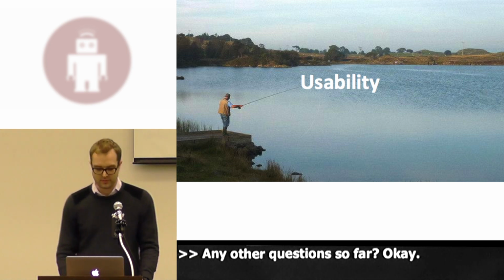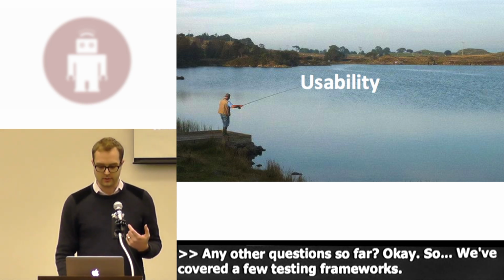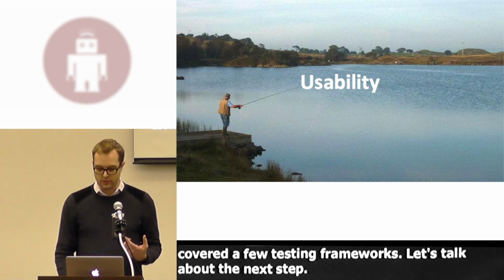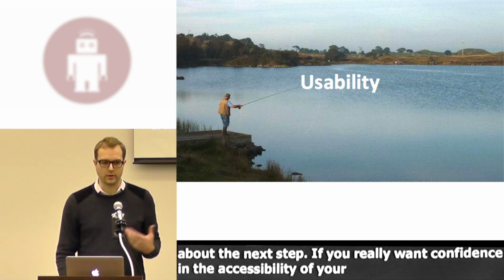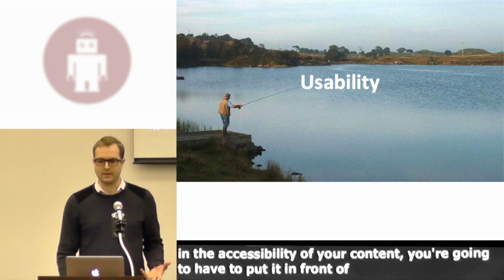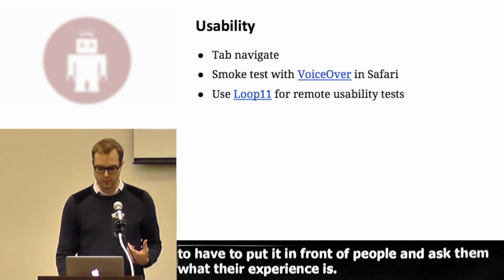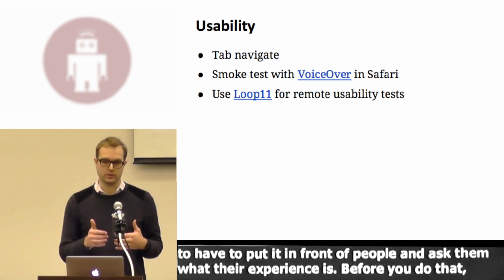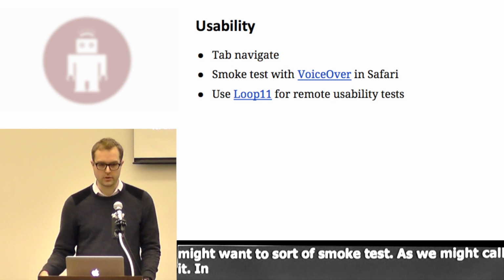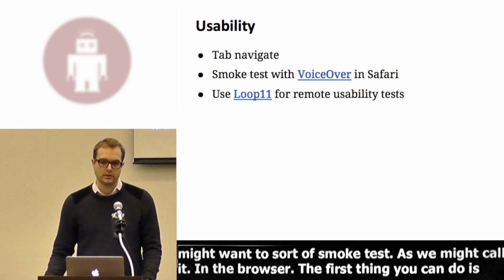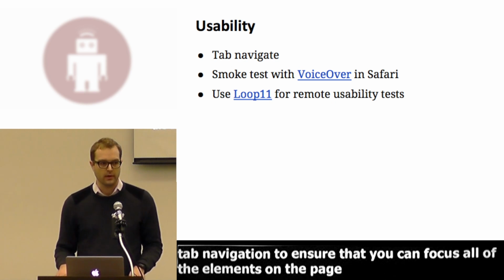Okay, so we've covered a few testing frameworks. Let's talk about the next step. If you really want confidence in the accessibility of your content, you're going to have to put it in front of people and ask them what their experience is. Before you do that, you might want to smoke test, as we might call it, in the browser. The first thing you can do is use tab navigation to ensure that you can focus all of the elements on the page with just the keyboard.